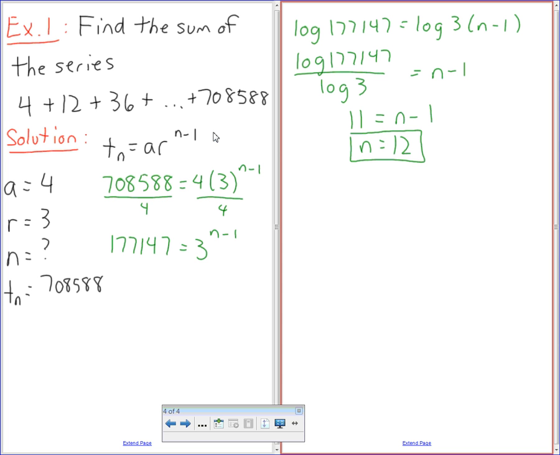Now the thing is, we're actually looking for Sn. So in blue, I'm going to solve for Sn. So I'm going to say Sn equals a times (r to the n minus 1) all over r minus 1. So I'm going to say S12 equals 4 times (3 to the 12 minus 1) all over 3 minus 1.